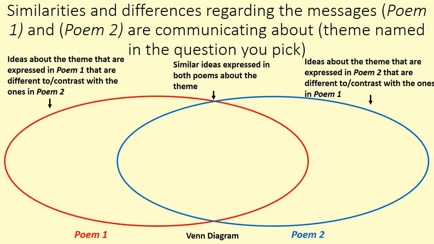You need to pick one of these, and then the starting point is to do one of our Venn diagrams, as we've done before, thinking about what are the similar ideas expressed in the 2 poems on this theme, and then what ideas are expressed in the first poem that maybe are different or in contrast to the second poem, and likewise what ideas are expressed in the second poem that are different or in contrast to the ones in the first. So when you've decided on your question, when we get to the end of this video, you will then rewind this video and you can copy this Venn diagram, and that's the first point that you want to start with when planning your new comparative analysis.